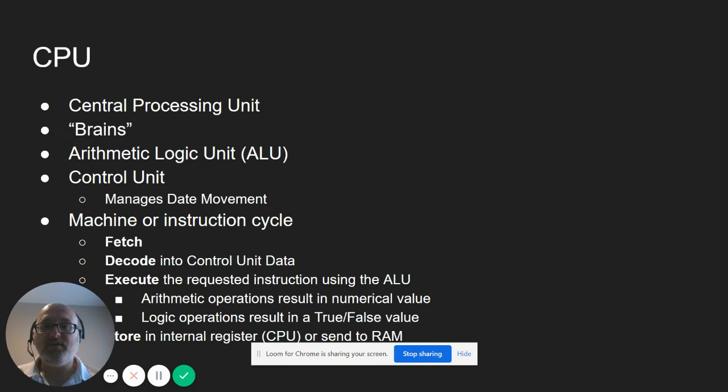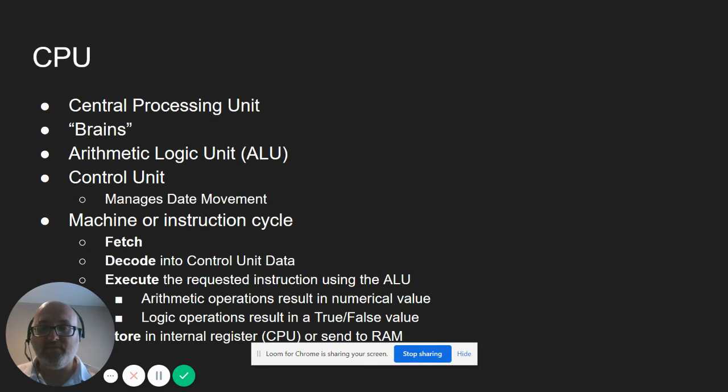The CPU is the central processing unit. Obviously, it's the brain. It has 2 types of units inside of it. One is an arithmetic unit for numerical values, one or zero, and then one is for logic operations such as true or false. The machine or instruction cycle is always the same.